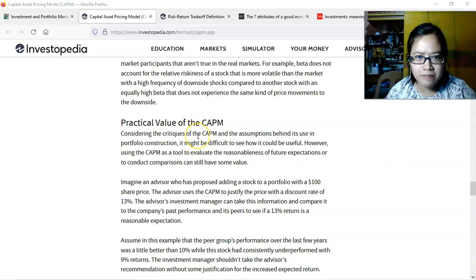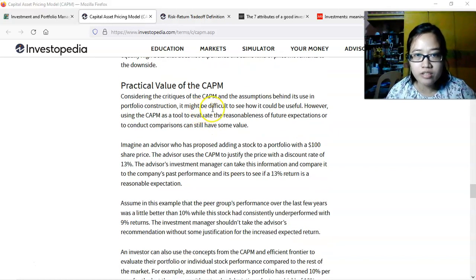Practical value of the CAPM. Considering the critics of the CAPM and the assumptions behind its use in portfolio construction, it might be difficult to see how it could be useful. Yes, I actually don't see. However, using this CAPM as a tool to evaluate the reasonableness of future expectations or to conduct comparisons can still have some value. Kasi nga, there's no other measurement to do it.